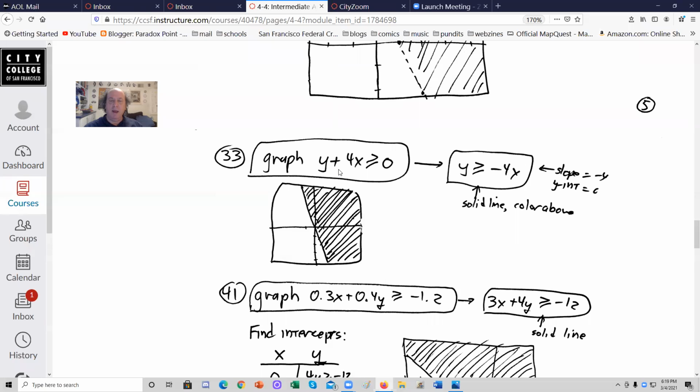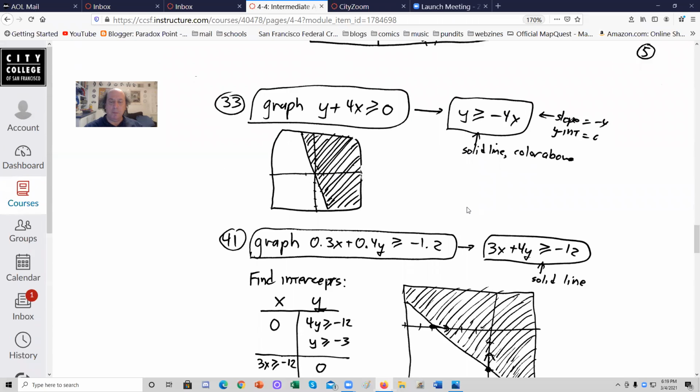Graph y plus 4x is greater than or equal to 0. We transpose the 4x and get y greater than or equal to negative 4x. Greater than or equal, so it's a solid line. Y greater than, so we color above the line. The slope is negative 4, the y-intercept is 0, so the boundary line is this, and it's solid. We color above it, so it's this half of the plane.